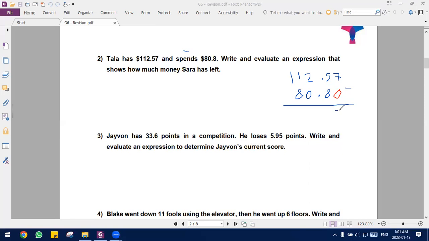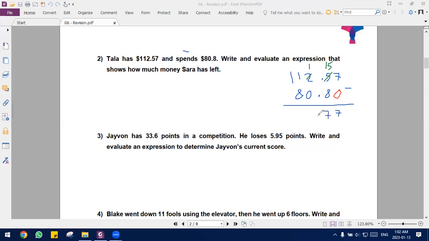7 minus 0 is 7. 5 minus 8, I can't. 5, I need to subtract 8 from it, I can't. So we go and borrow from the other value. This 2 will be 1, I'm taking 1 from it. But when I add it here to the 5, it will be added as 10. So it's 15 now. So now 15 minus 8 is 7.